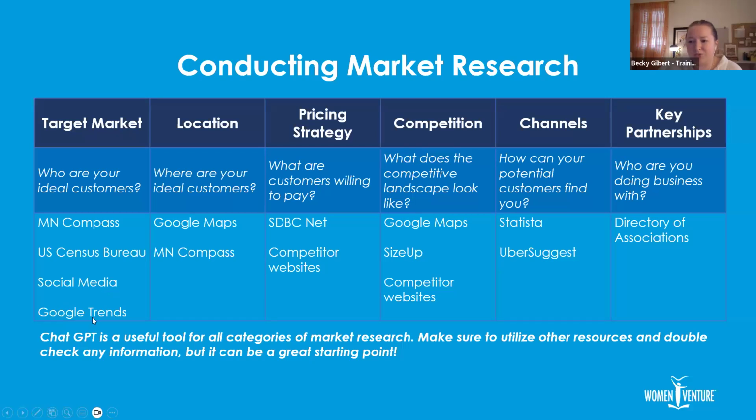Google Trends is a really cool tool. It basically breaks down what people are Googling and when and where. So you can see trends in the market. When are people searching for certain things, which can help you guide some strategy around the seasonality of your business.